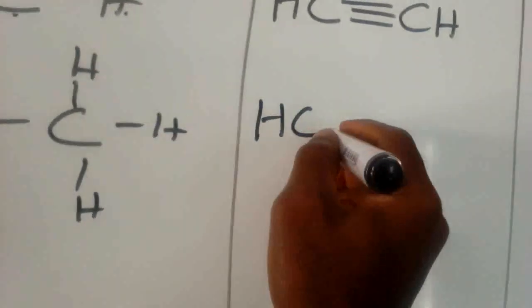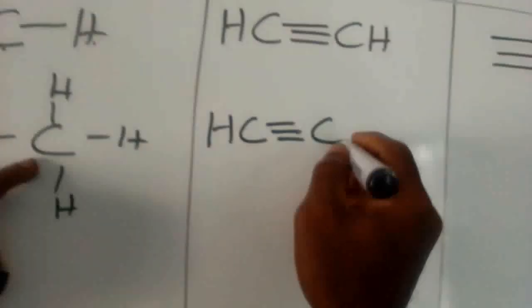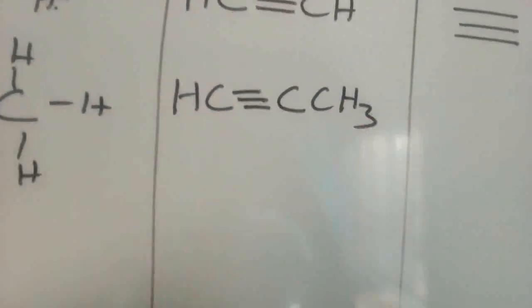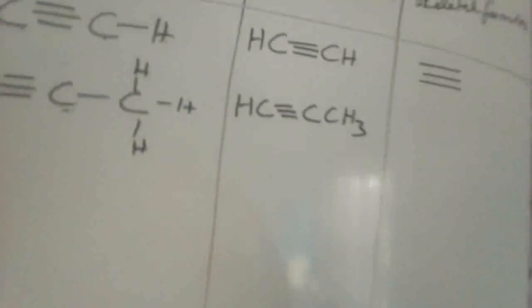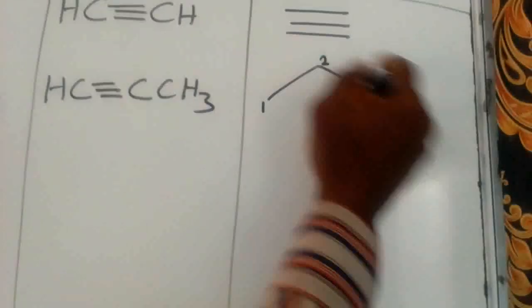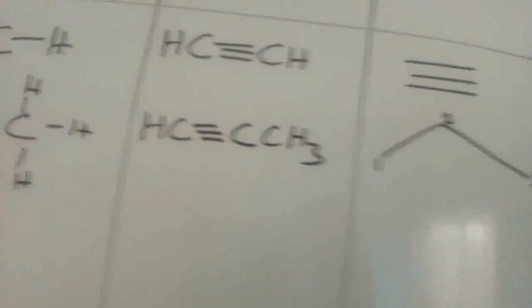Then the condensed formula. The first carbon has 1 hydrogen, triple bond here, 1 carbon again, and then the last one has 3 hydrogens. So that is propyne. Then to draw the skeletal formula, we have carbons 1, 2, 3. Where do we have the triple bond? The triple bond lies between carbon number 1 and 2. So I can put an extra line here, and also another extra line underneath. So that is our propyne.